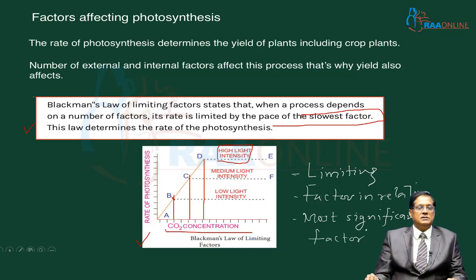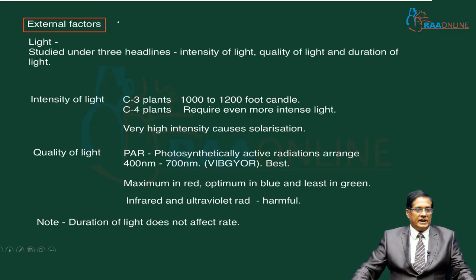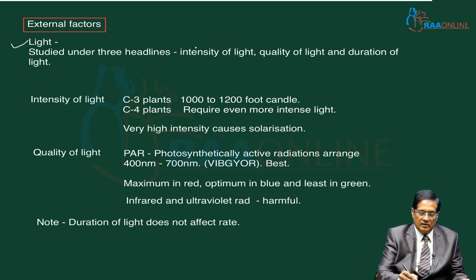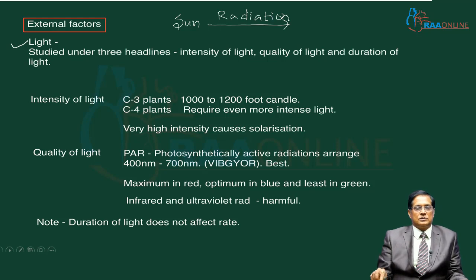This is Blackman's law of limiting factor. Let's start with the external factor. External factor, first one is light, and source of light is sun. Sunlight reaches the earth's surface by radiation process. So solar energy is also called radiant energy.